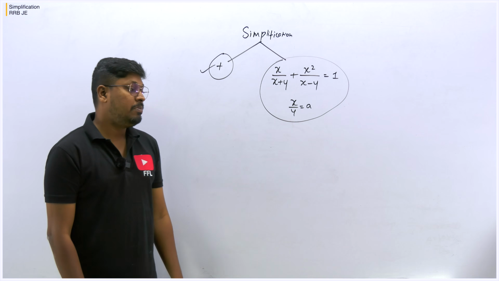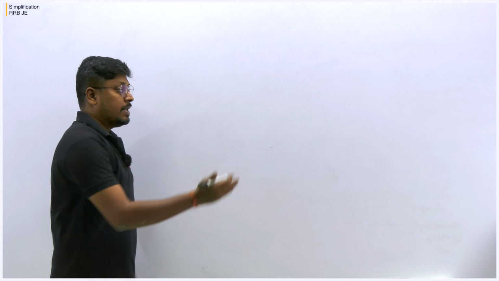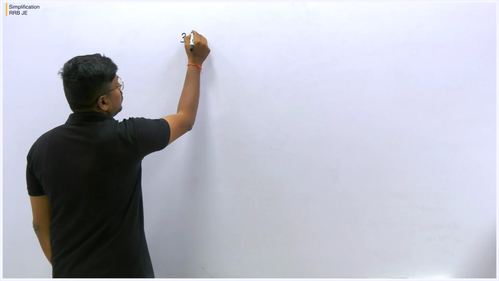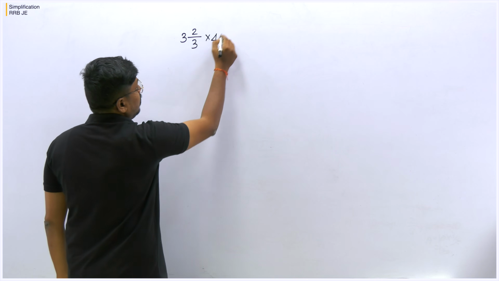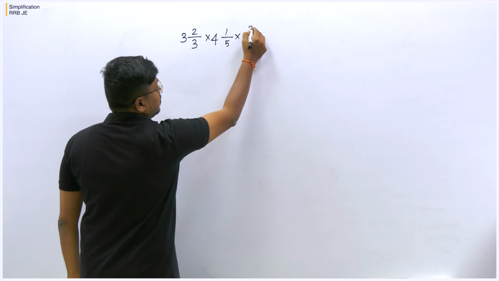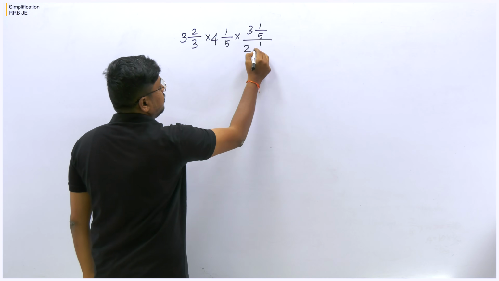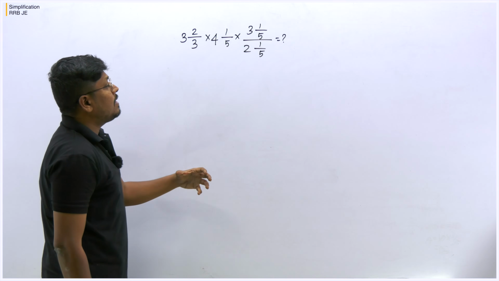Right? So now let me move on to all the previous year questions that they have asked in the RRB exam. So question number 1. Simultaneously try to solve the question, right? 3 2 by 3 into 4 1 by 5 into 3 1 by 5 divided by 2 1 by 5 is equal to question mark, right? Just see here, all the numbers are in mixed fractions.